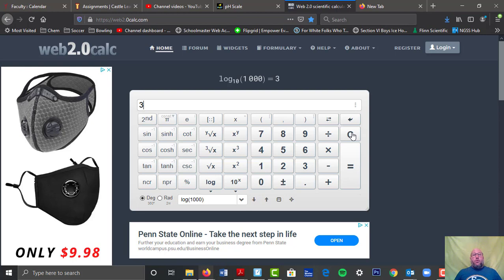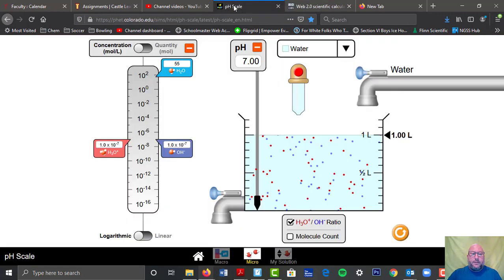Now the thing is that we're not working with really large numbers. We're working with really small numbers, quite the opposite. For example, let's go back to our numbers over here. So in neutral water, remember it's got a pH of 7, which is neutral. There is water molecules, and there's also these hydronium and hydroxide ions.